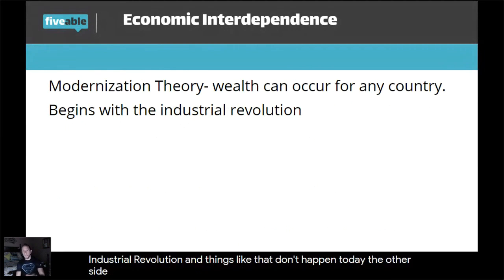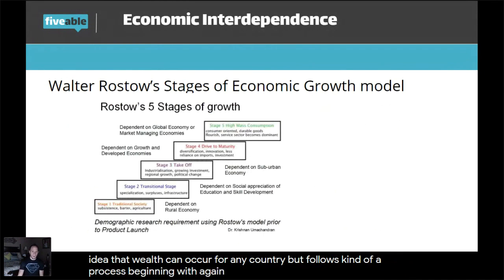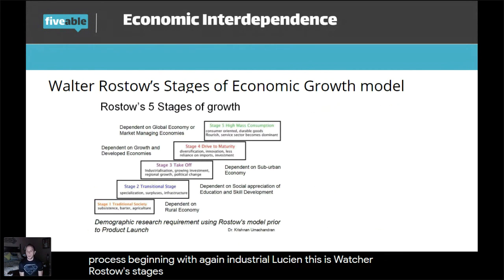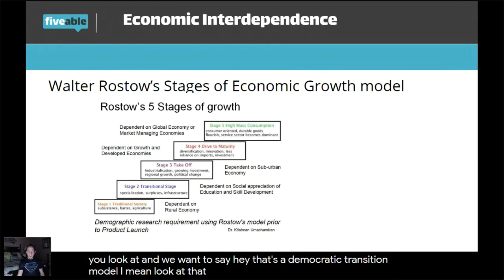The other side of the coin is the modernization theory, which looks at the idea that wealth can occur for any country, but follows kind of a process beginning with, again, the Industrial Revolution. This is Walter Rostow's stages of economic growth. The model he uses, a lot of times you look at it and want to say, hey, that's a demographic transition model. I mean, look at that. It could be similar in that they follow stages and there is a level of development associated with each stage that is similar across both models.